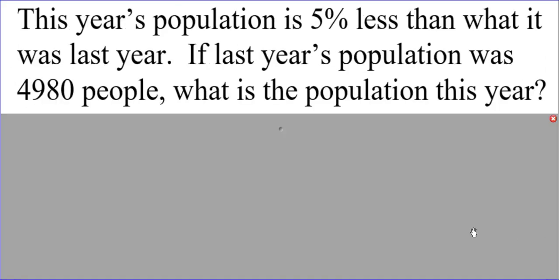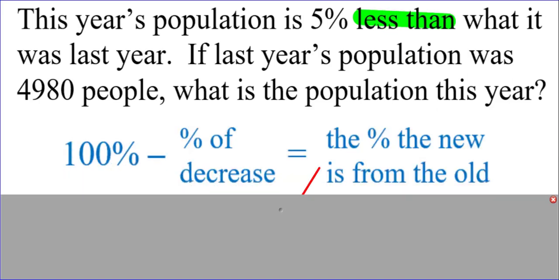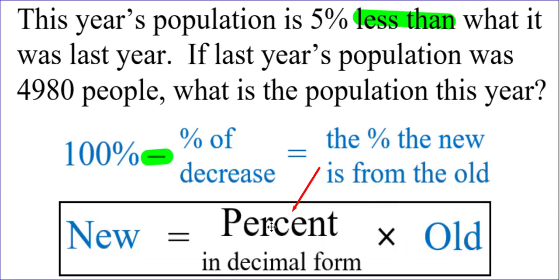One more example. This year's population is 5% less than what it was last year. If last year's population was 4,980 people, what is the population this year? Keywords, it's 5% less than. So this is a percent of decrease, which is why we're going to take 100% and subtract the percent of decrease to get the percent that the new population is from what it used to be. And then again, using the idea that the new is equal to the percent in decimal form times the old.